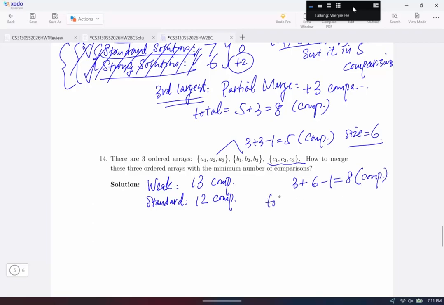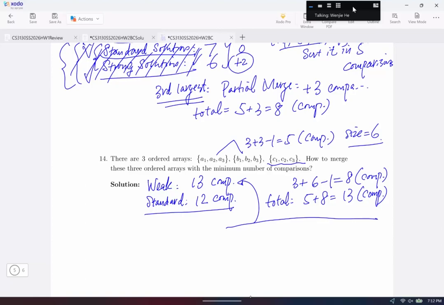Then total, 5 plus 8, 13. Very easy. So if you do it this way, you get a weak solution, you get 3 points. But this one you can do better. There is a standard solution better than this weak solution.